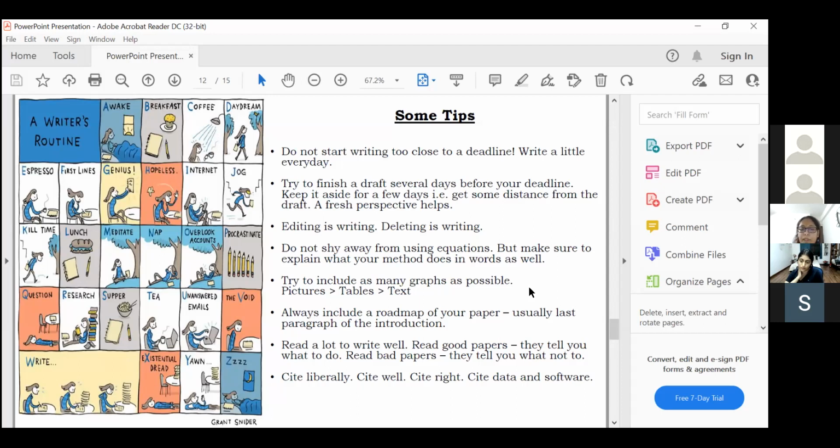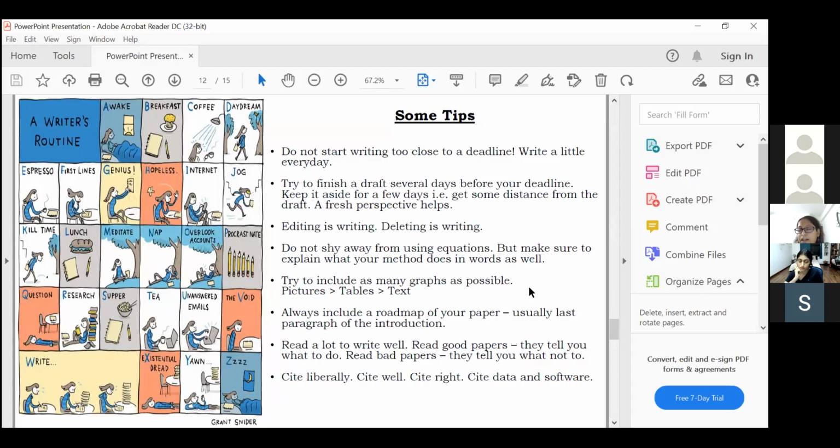When it comes to citation, cite liberally. Don't be stingy about citing. So cite every paper that you think is relevant to what you're doing. Cite well, so give credit where credit is due. Cite right, in the right format. And one thing that a lot of people don't do is cite data and software. Make sure to do that.